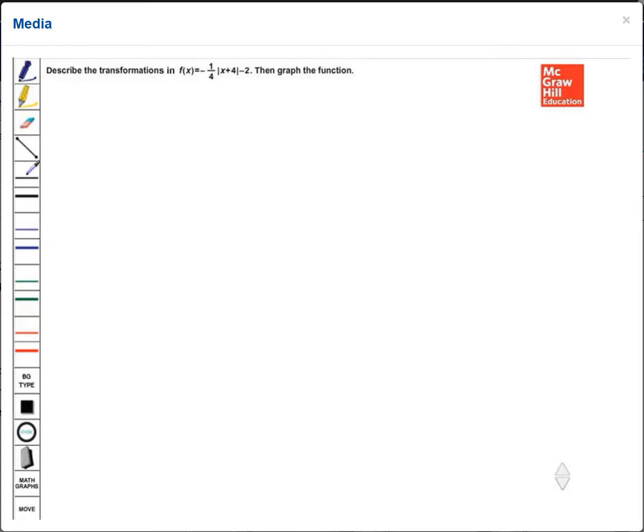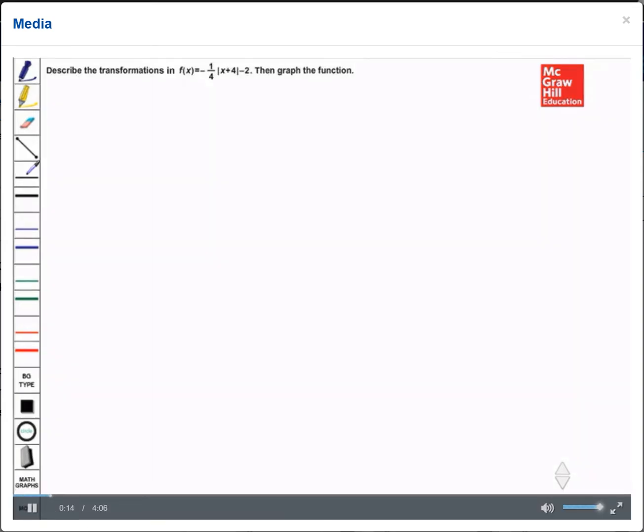Describe the transformations in f(x) = -1/4 |x + 4| - 2. Then graph the function.